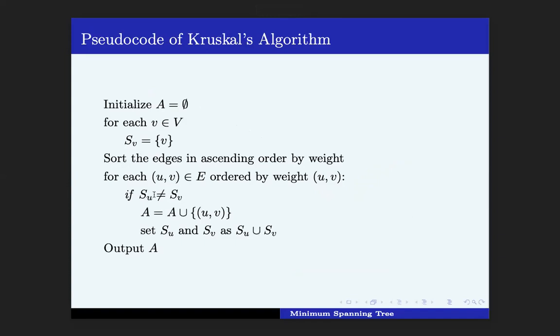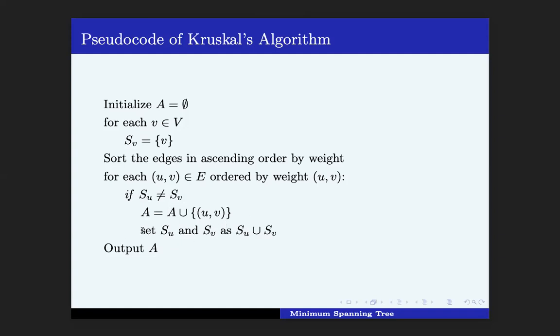Always think of it this way: for every U, S of U is the set of all vertices in the connected component of U, and S of V is the set of all vertices in the connected component of V. Now if these two sets are not the same, then I know that if I add that edge, I am still fine. I don't produce a cycle, and I add that edge.